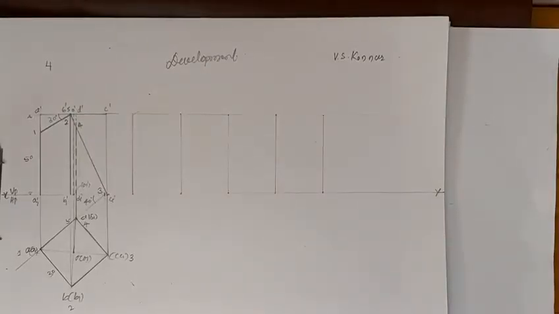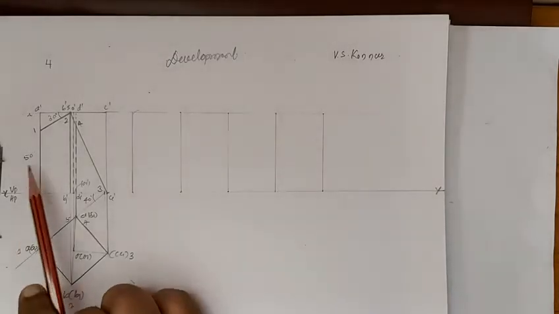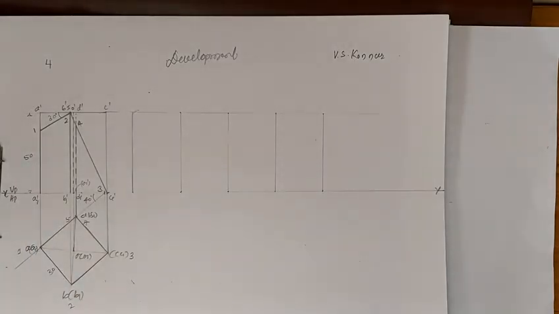Problem number 4. A square prism with a 30 mm side base and a height of 50 millimeter is resting with its base on HP, and one of its base edges is inclined at an angle of 40 degrees. It is cut as shown in the figure, and we have to draw the development.